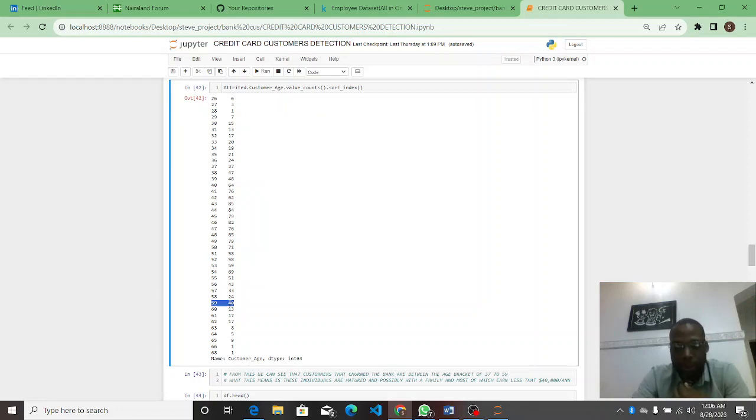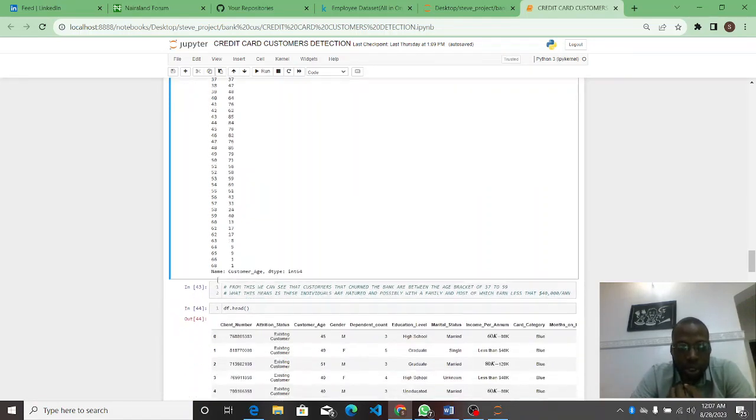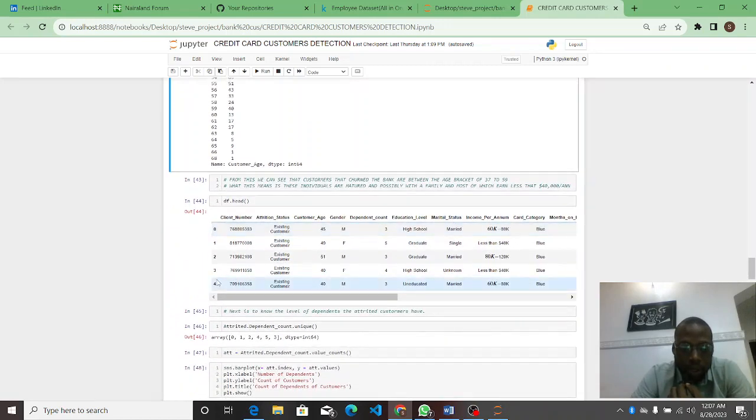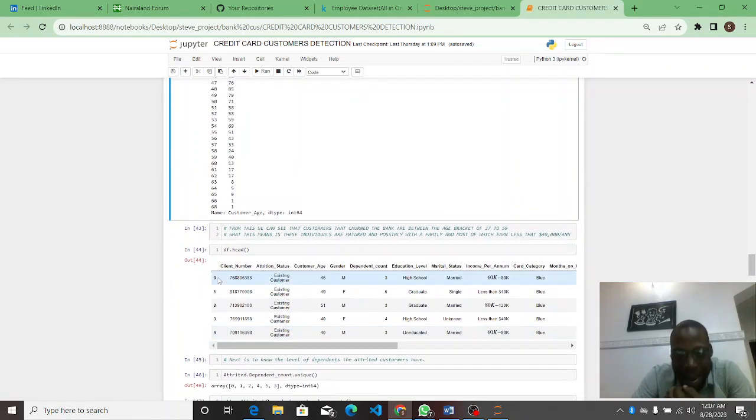So we have to put this in mind also, that the customers that churn this service are individuals that we call mature. Diving deep into the analysis also, we have to know if these individuals have dependents, in the sense that they have people that depend on them, like children or whatever. Most likely we'll use children.